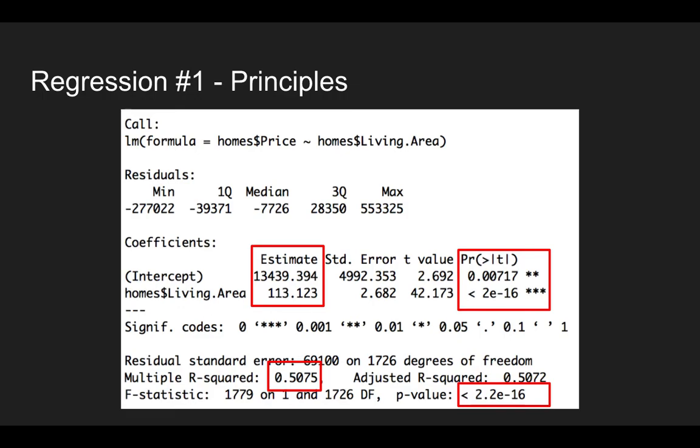Which one? The very bottom right one, or the bottom one on the top right? Well, the bottom one on the top right and the very bottom one should be the same. That's the extra trick question. They're the same because you only have one predictor, so your test on the whole model is equivalent to a test on that one predictor. The p-value on your predictor living area is smaller than the computer can count, so definitely below 0.05.